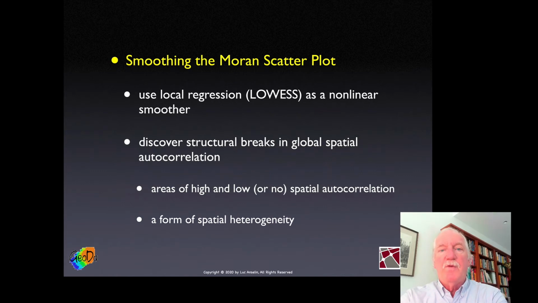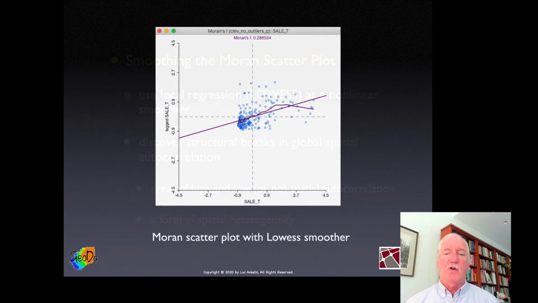So to that effect, one thing we can do is use a local regression smoother, the same we've already seen before, as a nonlinear smoother to see if there might be some potential structural breaks in the following sense. Are there subregions in the data that show different spatial autocorrelation from other subregions, which would be manifested by a different slope in the lowess curve?